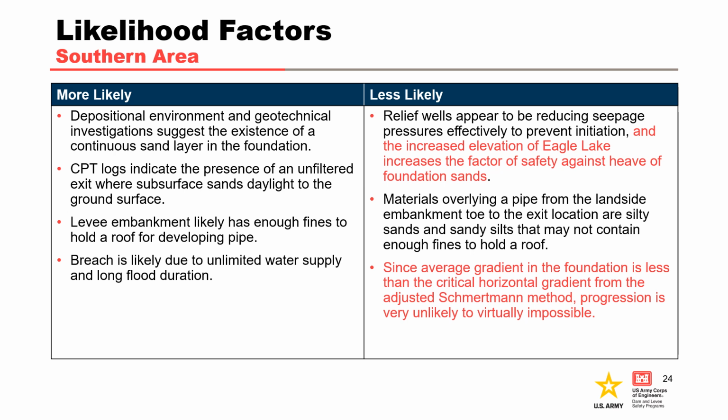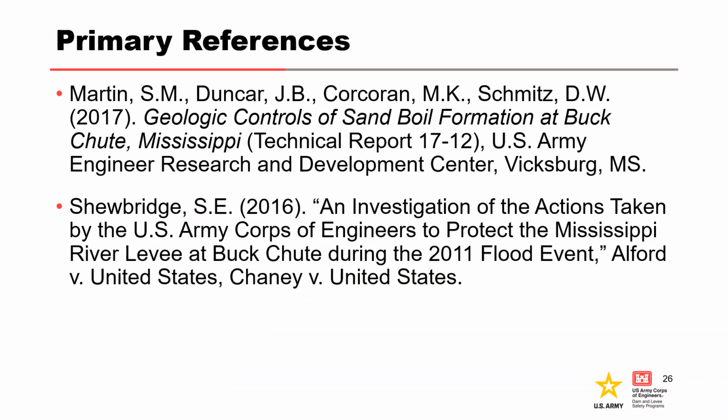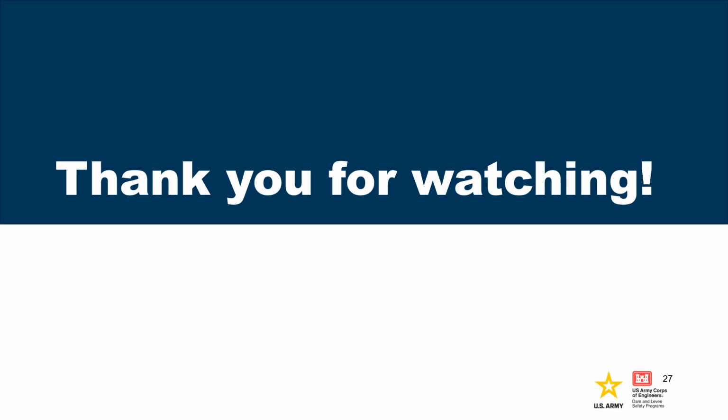Based on the comparison of these factors with and without considering the flood fighting and intervention efforts undertaken during the 2011 Mississippi River flood, it's likely that near failure or failure of the levee embankment was prevented. This concludes the case history presentation on the intervention efforts undertaken at Buckchute Levee to prevent backward erosion piping during the 2011 Mississippi River flood.